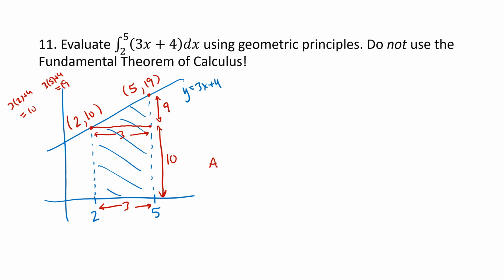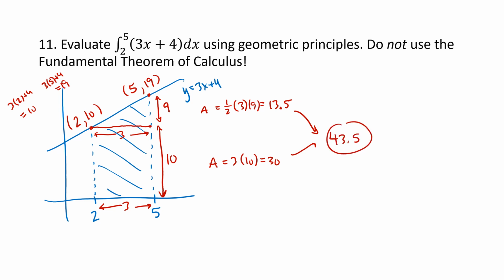So the area of the rectangle is base times height. 3 times 10 is 30. And the area of my triangle is 1/2 base times height. 1/2 times 3 times 9. That's 13.5. Add those together, I get 43.5 as my total area.